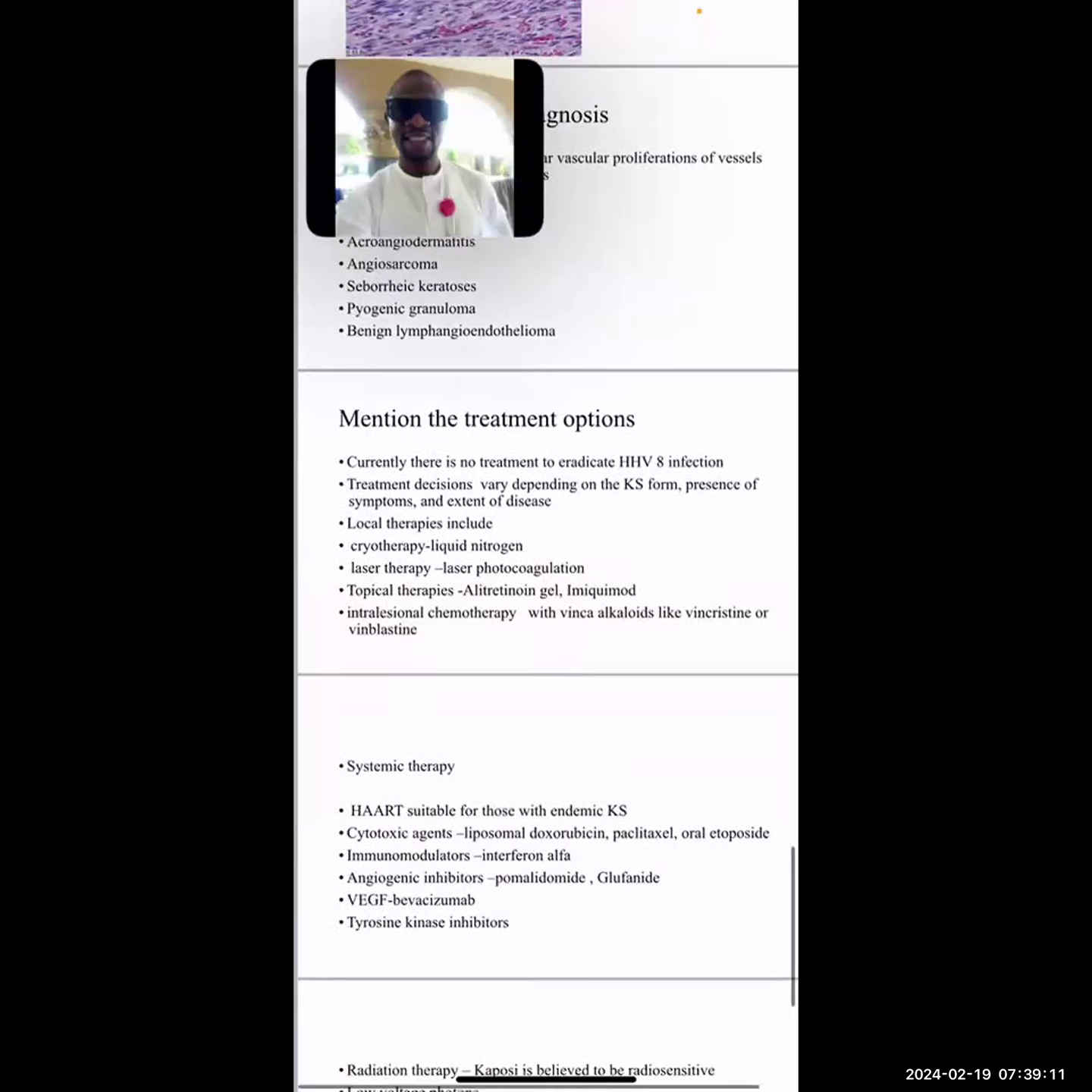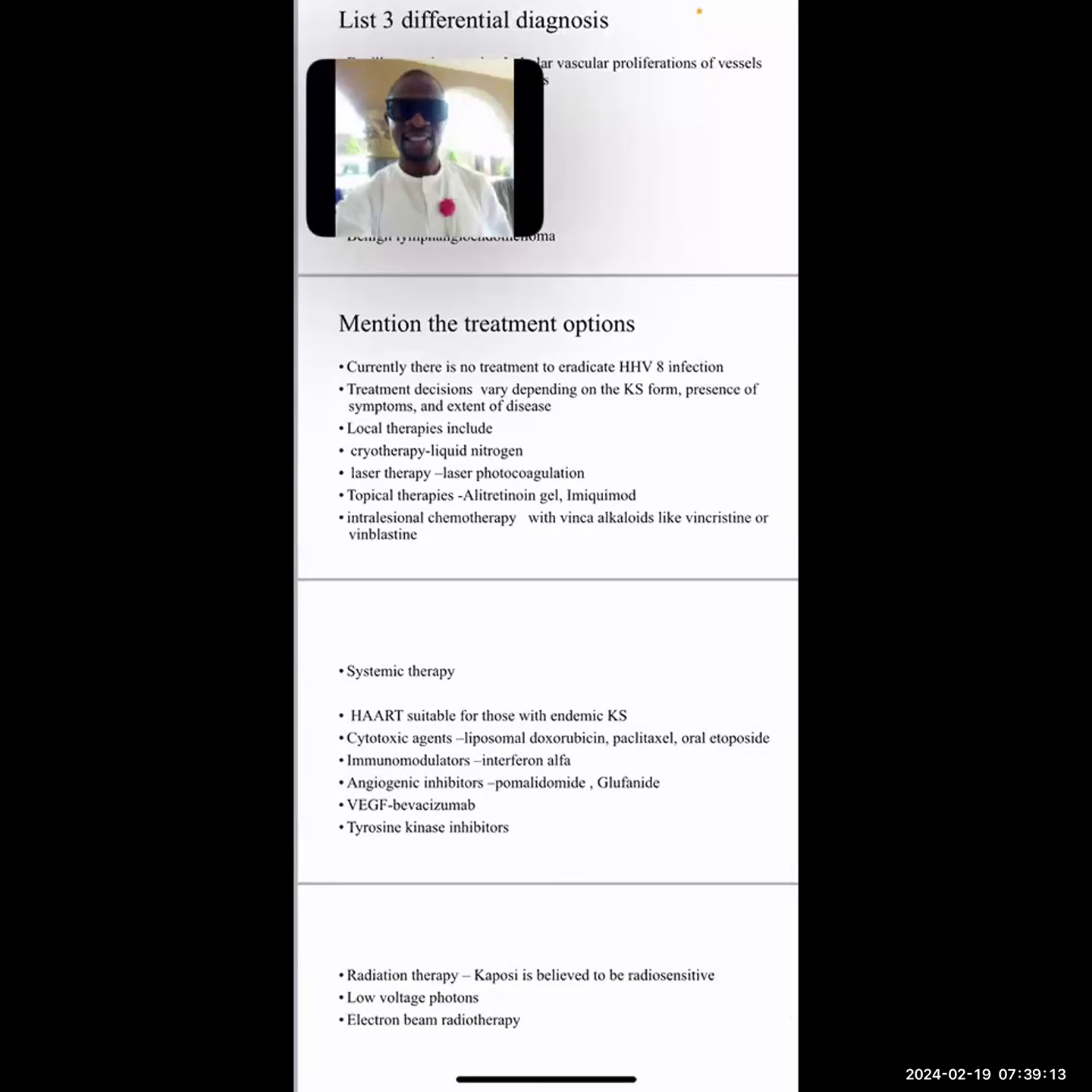Now, for the systemic therapies, it would also vary. They can be done side by side, they can be done alone, like I said, depending on the extent of disease. So individuals who have the epidemic form, of course, you have to treat using highly active antiretroviral therapy. The endemic form, those we also have to treat using highly active antiretroviral therapy. Then the cytotoxic agents can also be used, particularly the liposomal doxorubicin, paclitaxel, and oral etoposide.